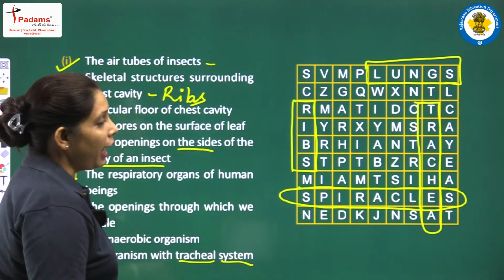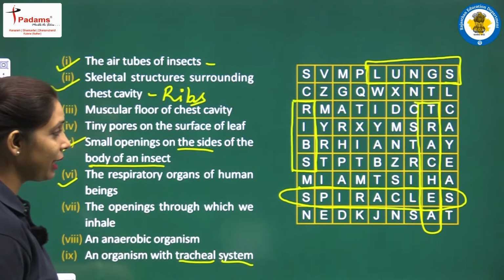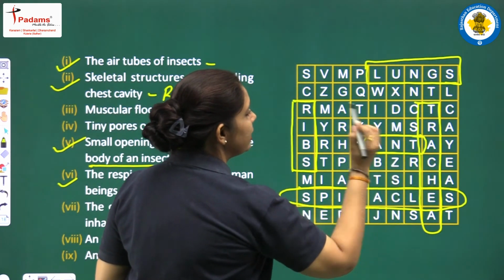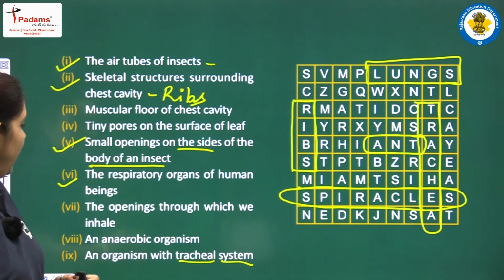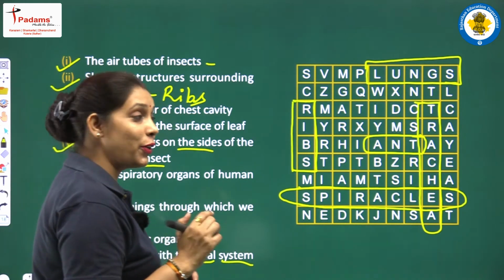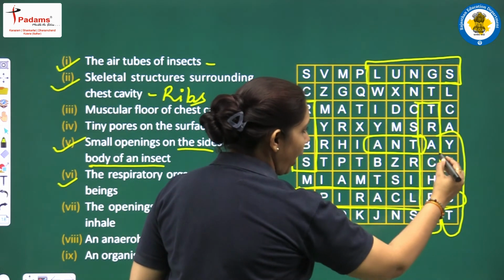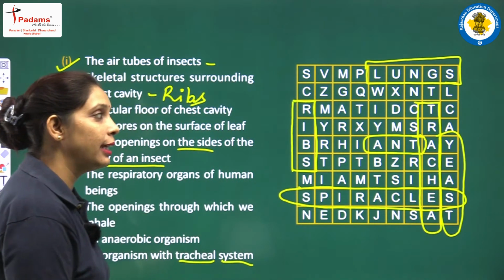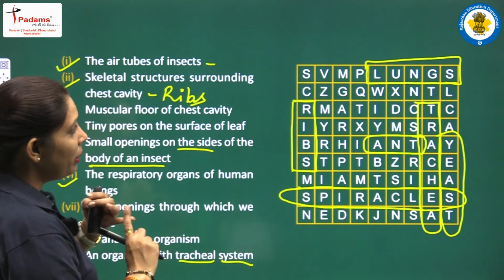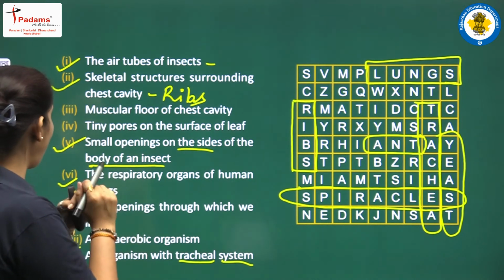Okay, and yes, last one, an organism with tracheal system. Yes, we can take ant here, हमारी प्यारी सी चींटी. Okay, an anaerobic organism, yeast. Yes, yeast is also here. Here it is. Just have a look. It is yeast. Y-E-A-S-T. Is it clear to everyone? Okay. So how many did we find? 1, 2, 3, 4, 5.